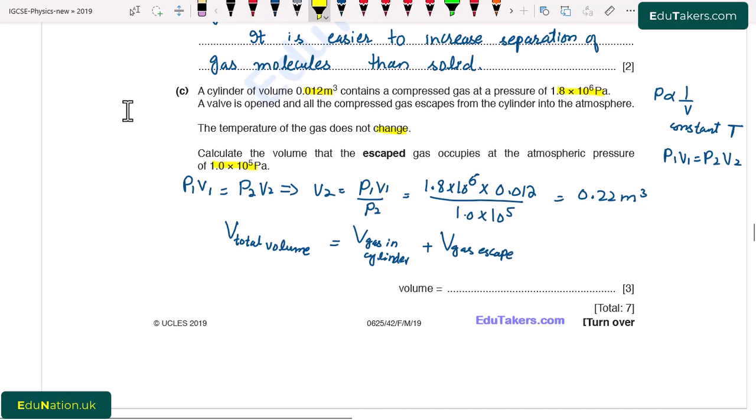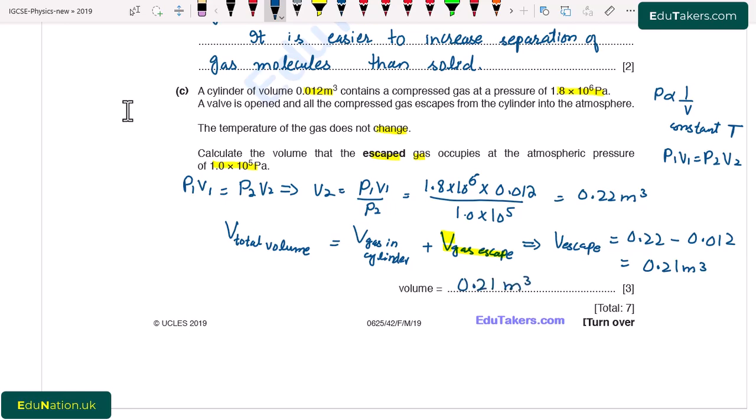In the question, it is given that we have to find out the volume of escaped gas. So when we find this, V escaped, the volume of escaped gas, will be equal to total volume 0.22 minus the volume of gas in the cylinder 0.012. So the volume comes to be 0.21 meter cube. I write here 0.21 meter cube. So this is basically the volume of the escaped gas.